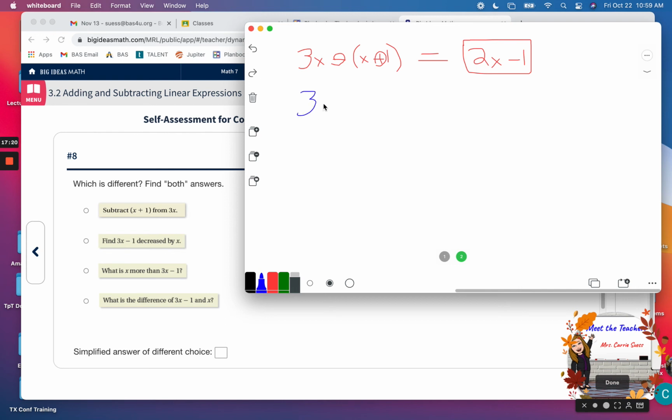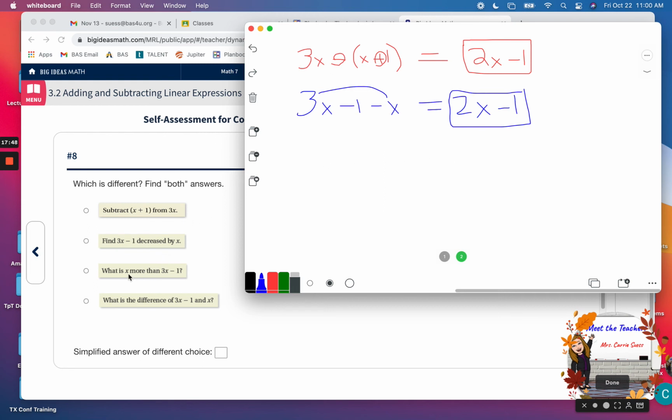3x. 3x. Very good. 3x minus 1, X decreased by, meaning I'm going to do what? Subtract. Subtract x. Very good. Okay, this is by itself. 3x minus x is what? Because I'm going to combine these two. 2x. Can I combine anything with this negative 1? No. So I just write it. Okay, so far we have 2 that are identical.